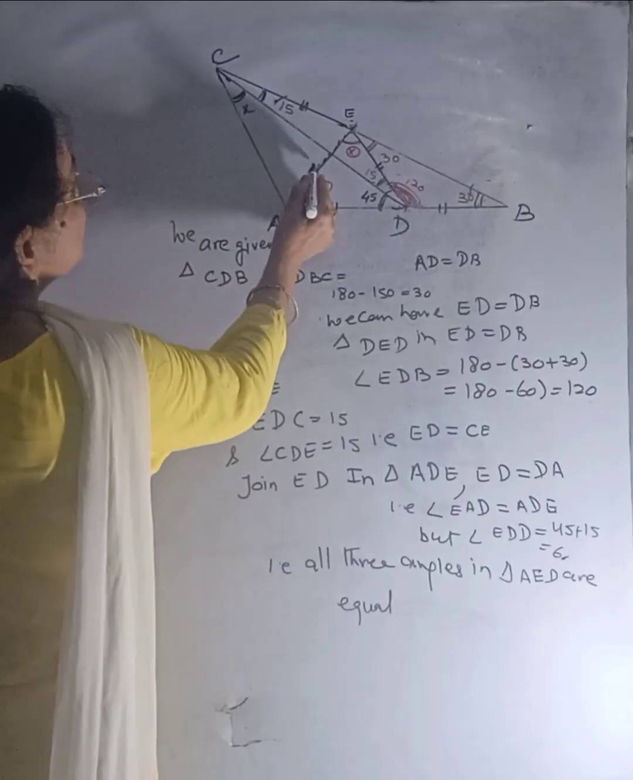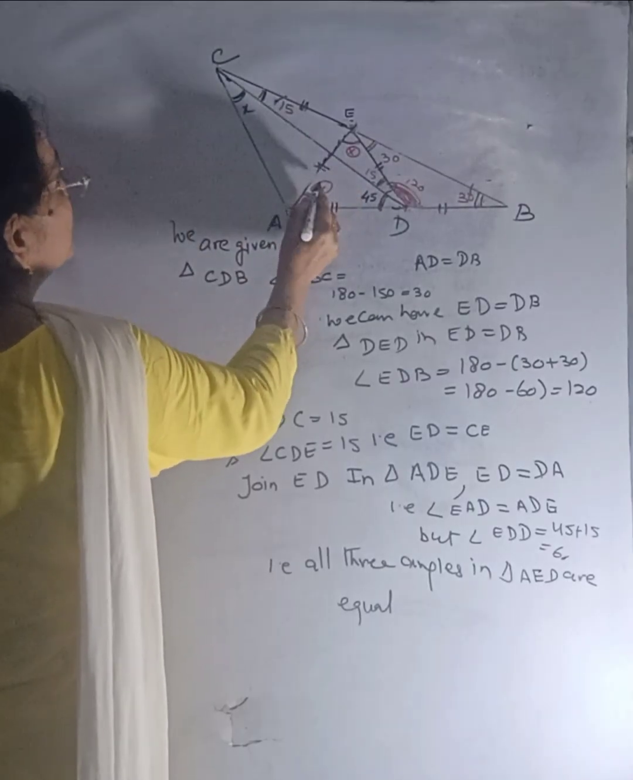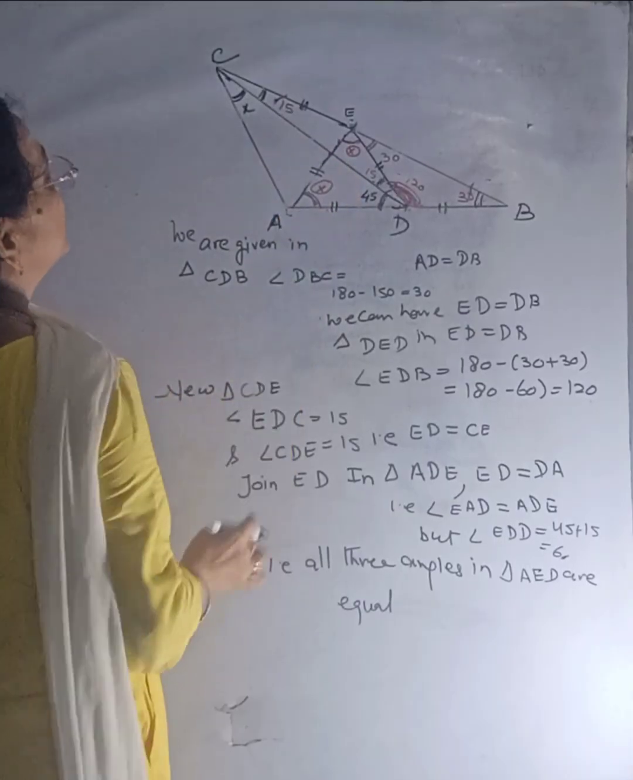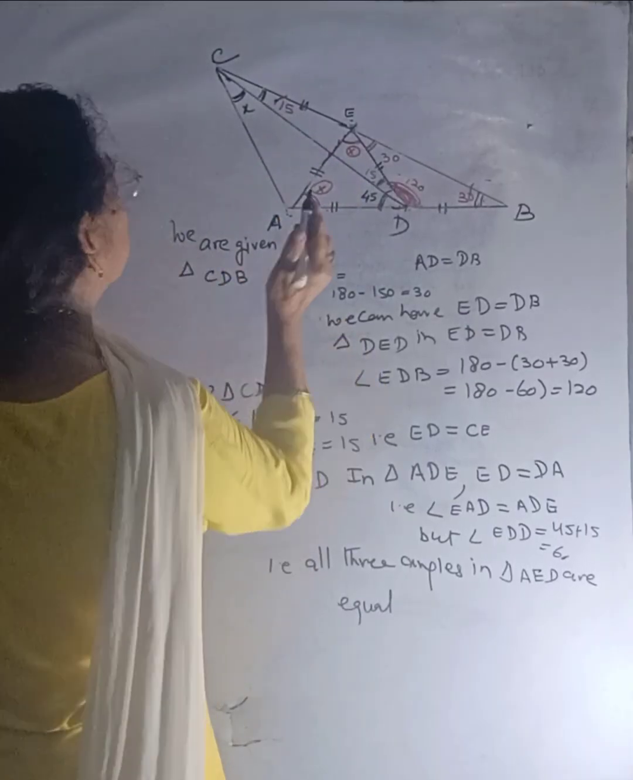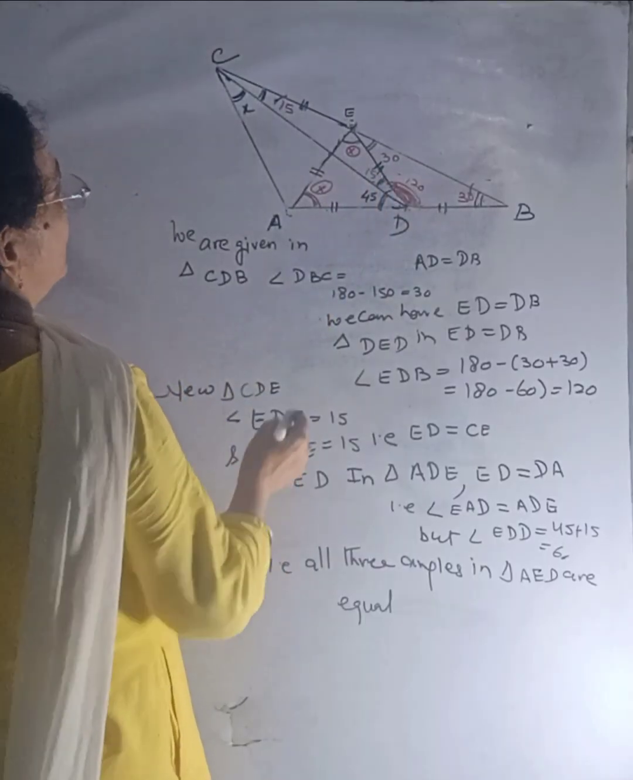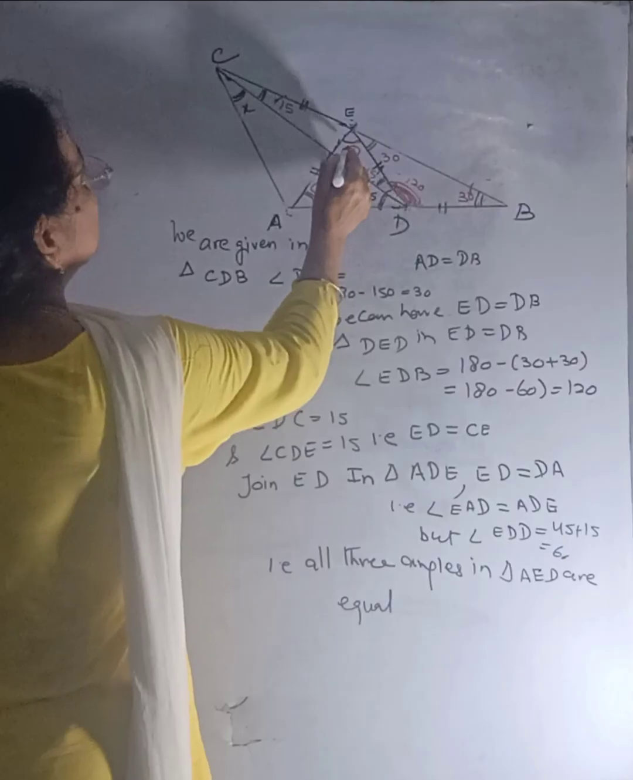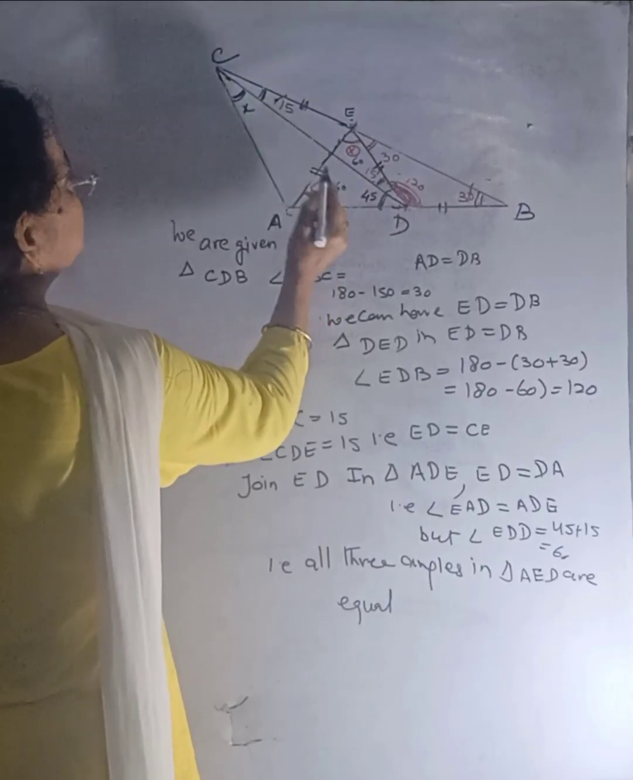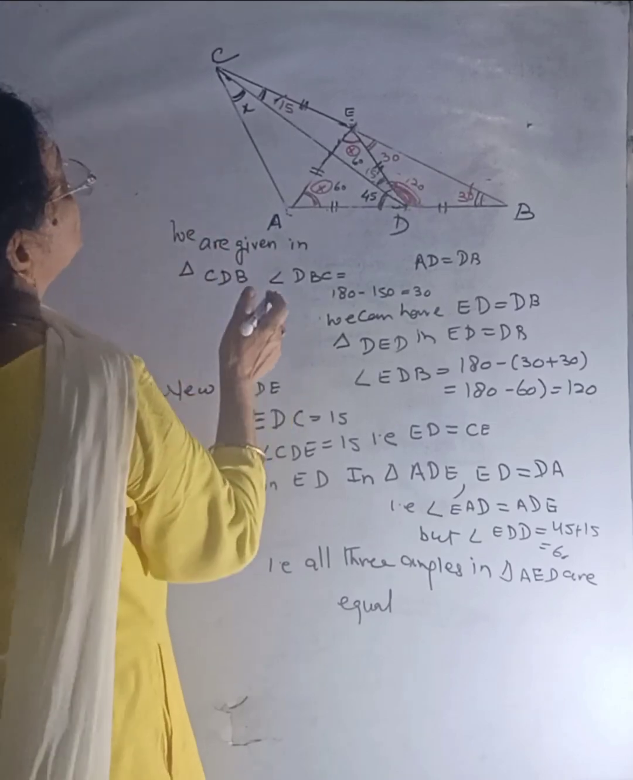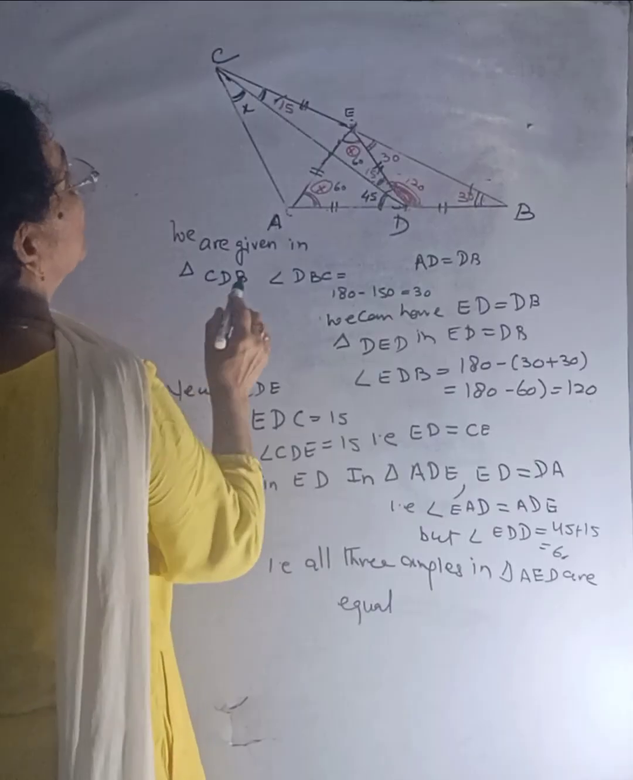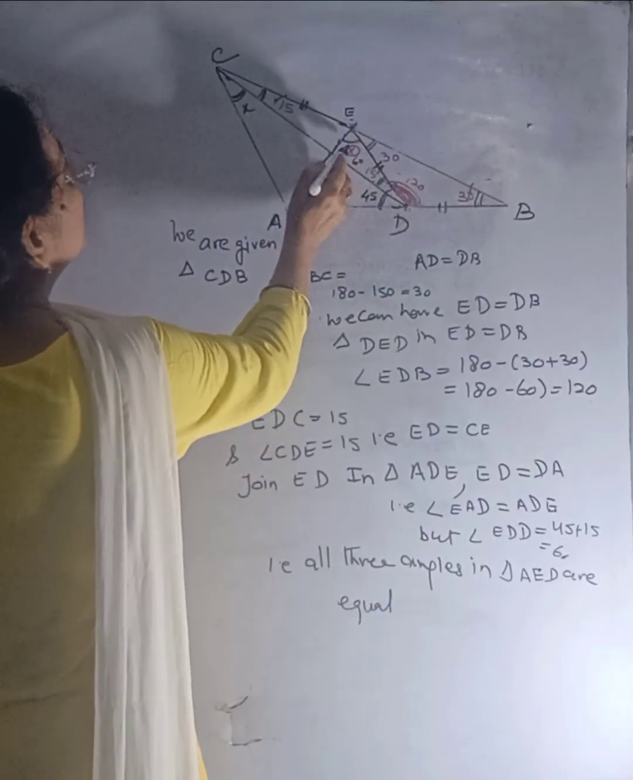Now, it means this arm will also be equal to this one. This will be also equal. This triangle will become equilateral. Now, this will come 60. This is 60. This is 60. This total addition 15 plus 45 is 60. Now this is 30. This is 60.